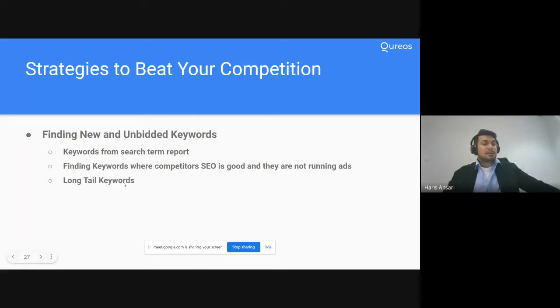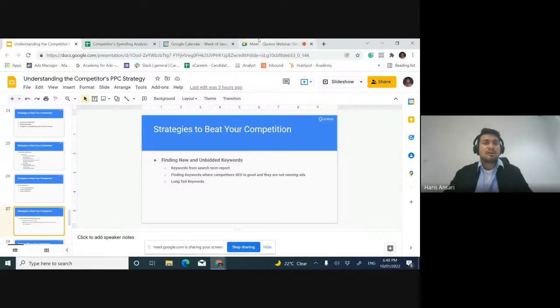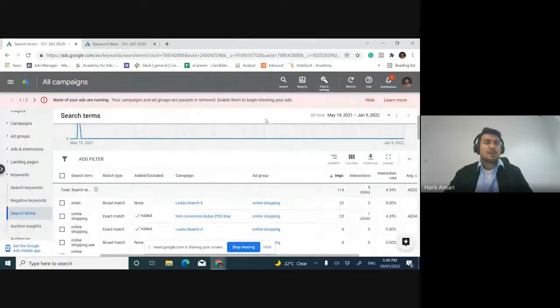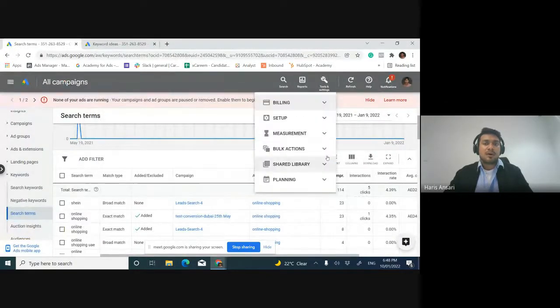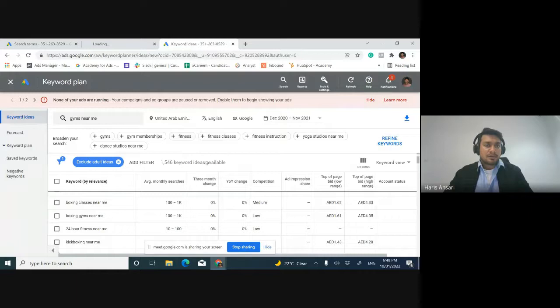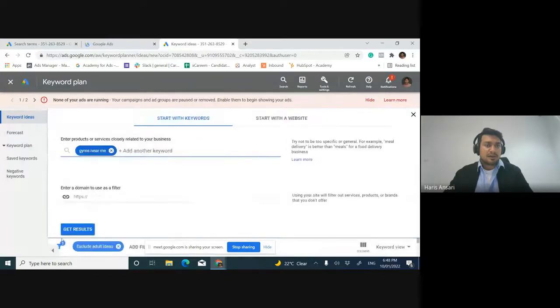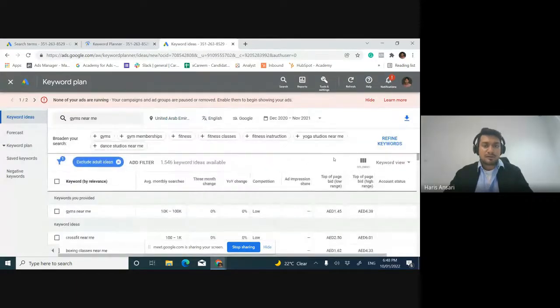The third thing is using long tail keywords, or keywords which have high volume and are not being used by your competitors. How you can do that is there's a tool on Google by the name of Keyword Planner. When you open Keyword Planner, you can search for anything on it to get the results and similar results.